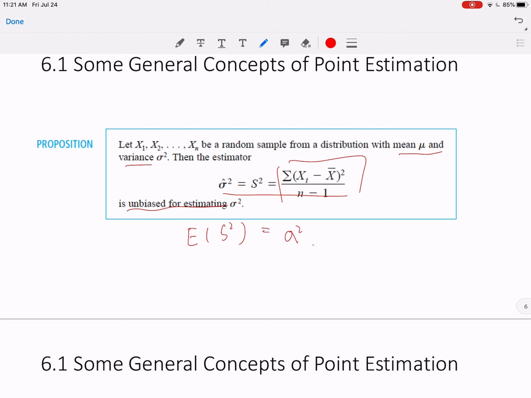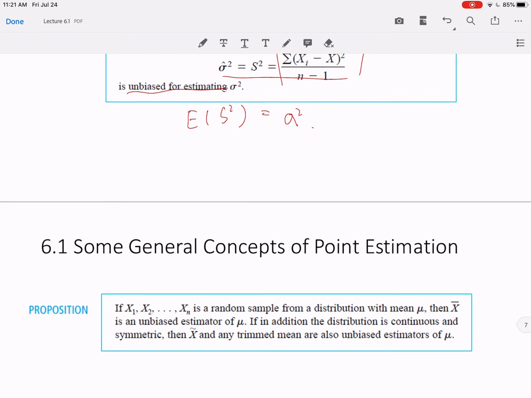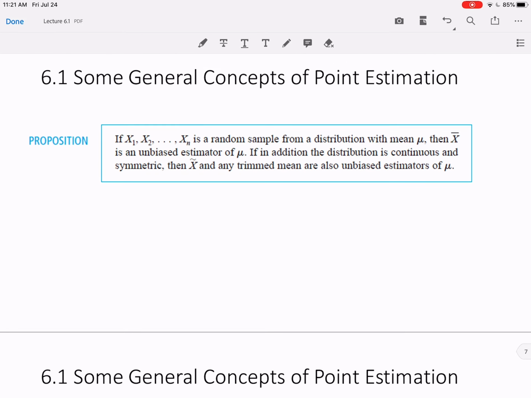Okay, so I won't go over the proof here because that's not the important thing we're going to talk about. Alright, there's another proposition. If x1, x2 through xn is a random sample from a distribution with mean mu, then x bar is an unbiased estimator of mu. If in addition the distribution is continuous and symmetric, then x tilde and any trimmed mean are also unbiased estimators of mu. So what you need to understand here is that x bar is the unbiased estimator of the population mean.